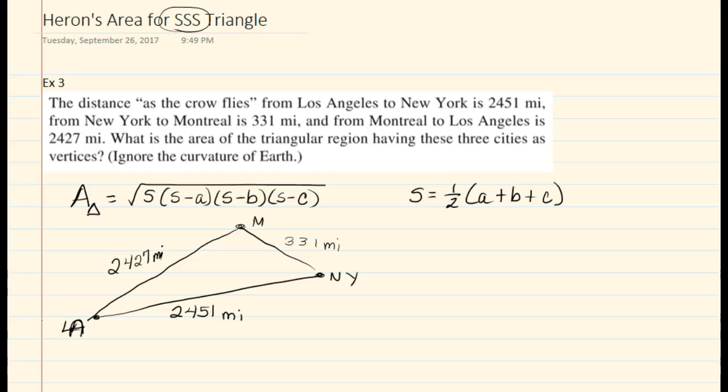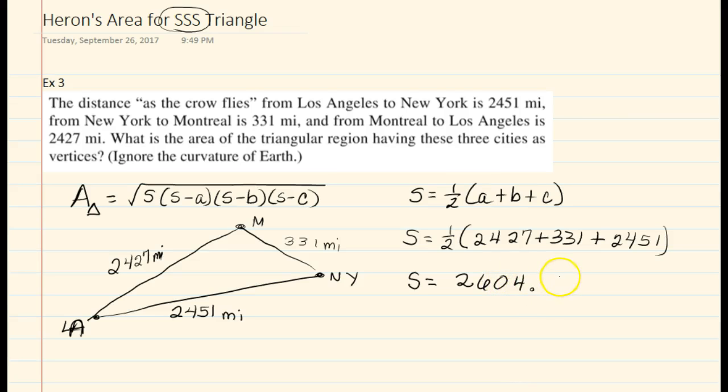So we can use Heron's formula. In order to do that, we need to find S. S is equal to 1/2 the sum of all the sides. So I need to add up the 2,427, the 331, as well as the 2,451. So we're going to figure out what that is. We're going to call that S, and that ends up being about 2,604.5 miles. So we added them all up together, and we divided by 2.